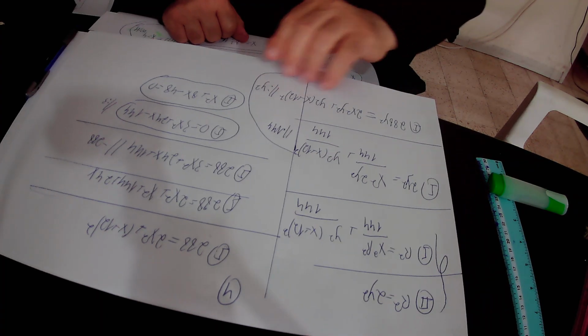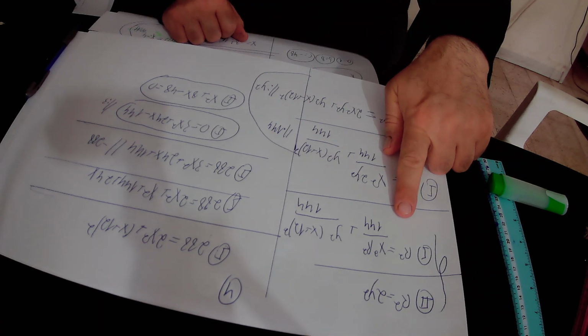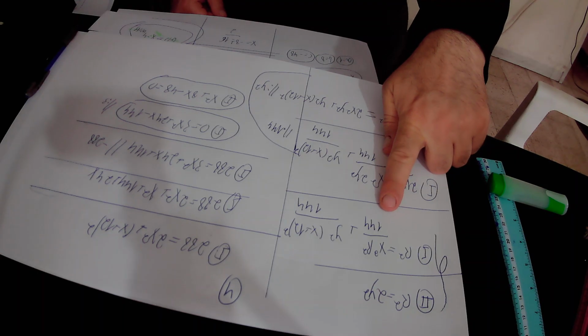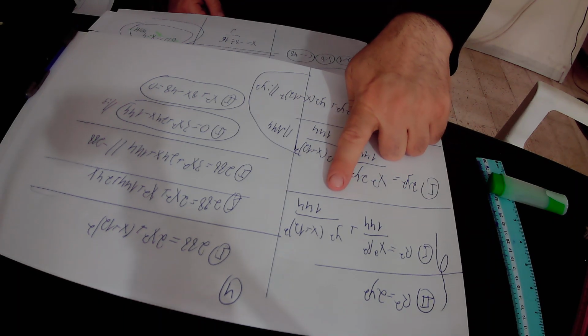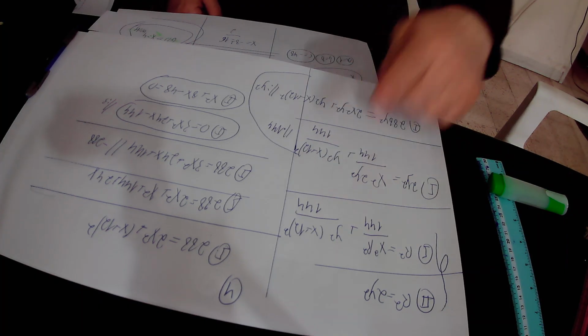Well, according to equation 1, we have already found out that r squared equals x squared times r squared over 144 plus y squared times (x plus 12) squared over 144.